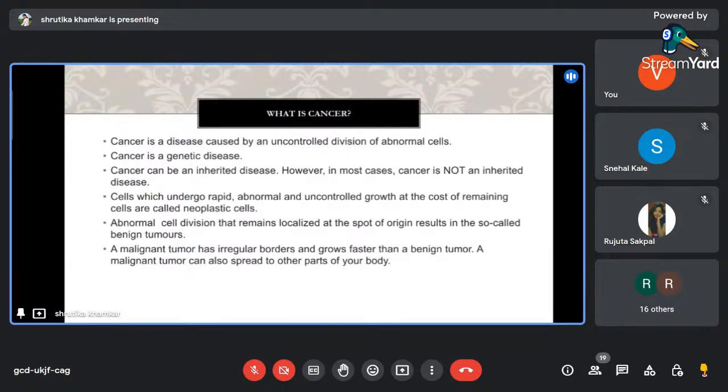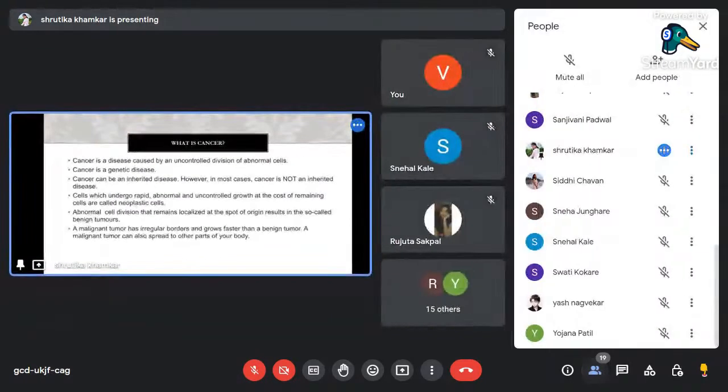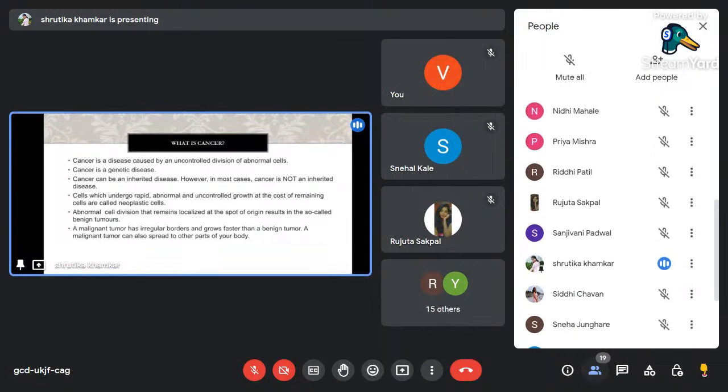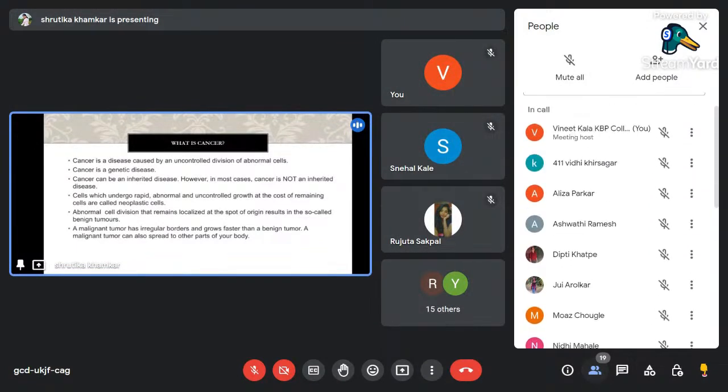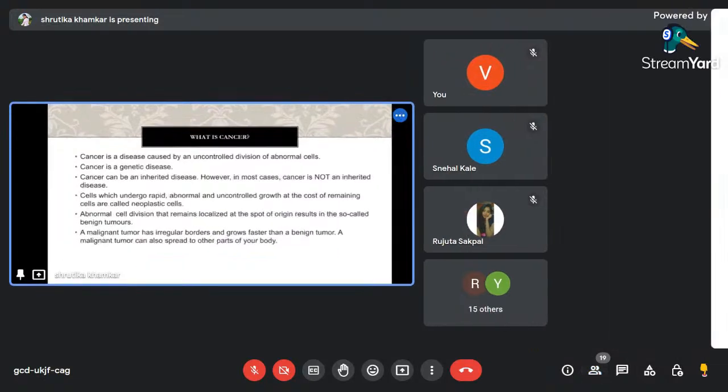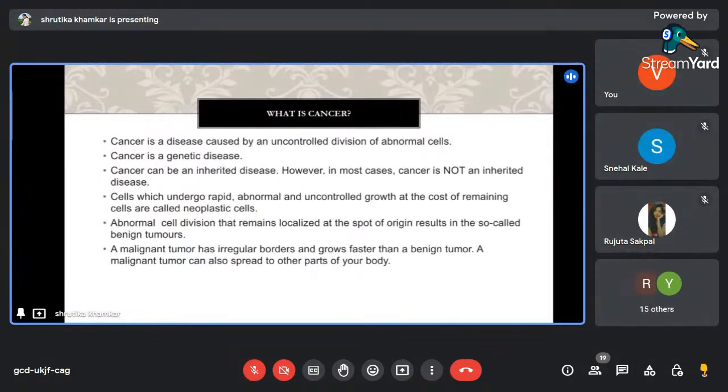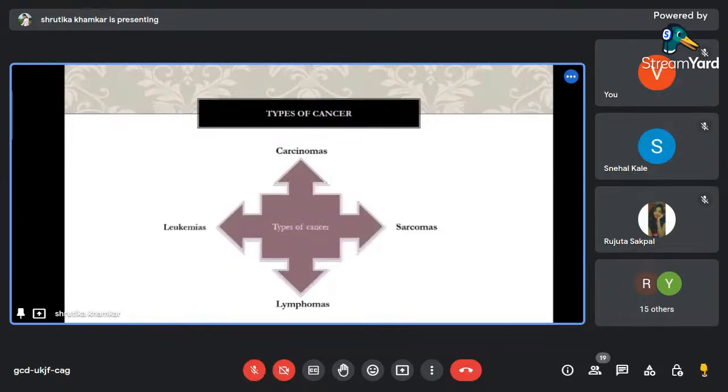Tumors are commonly classified as benign and malignant tumors. So what is a tumor? A tumor is abnormal cell division that remains localized at the spot of origin. And malignant tumors have irregular borders and grow faster than benign tumors. Malignant tumors can also spread to other parts of the body. So, types of cancer: there are four types of cancer: carcinomas, sarcomas, lymphomas, and leukemias.